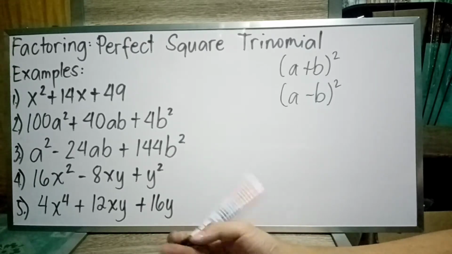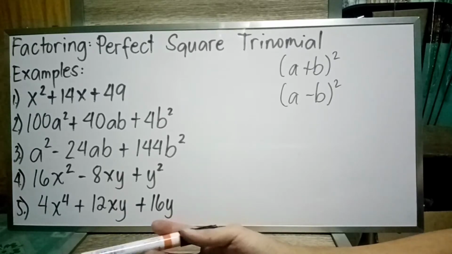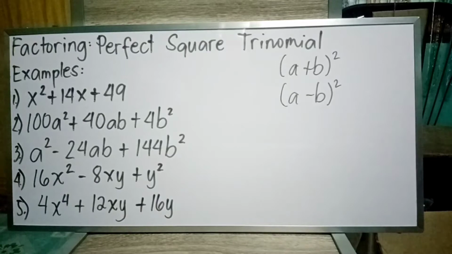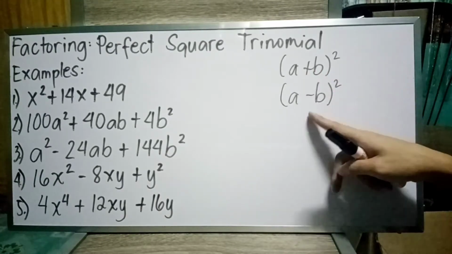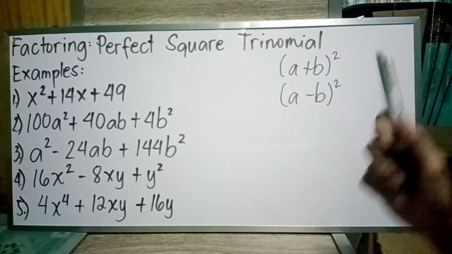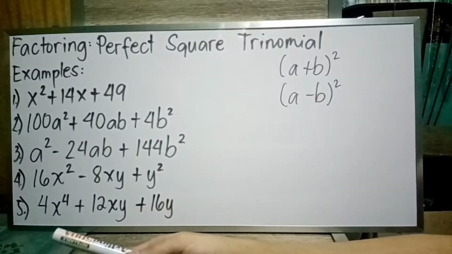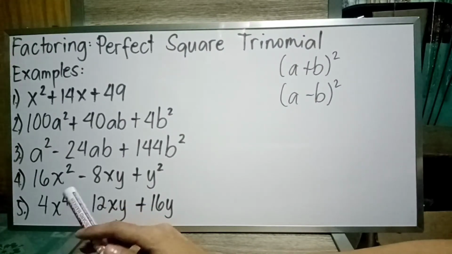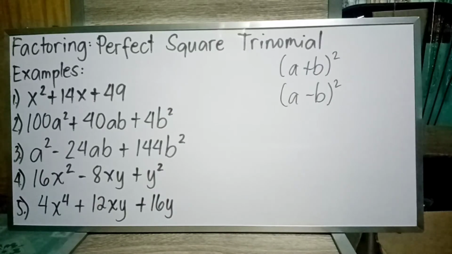Okay, for today, we're going to talk about factoring. So, factoring of perfect square trinomials. A perfect square trinomial can be factored like (a plus b) squared or (a minus b) squared. But before we factor it out, we have to identify what a perfect square trinomial is, or how to identify if the given expression is a perfect square trinomial. So how do we find out if it's a perfect square trinomial?